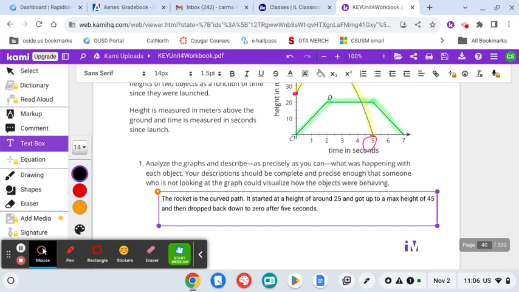Then you're going to do the same for the drone. The drone went up at a constant rate. See that linear piece?